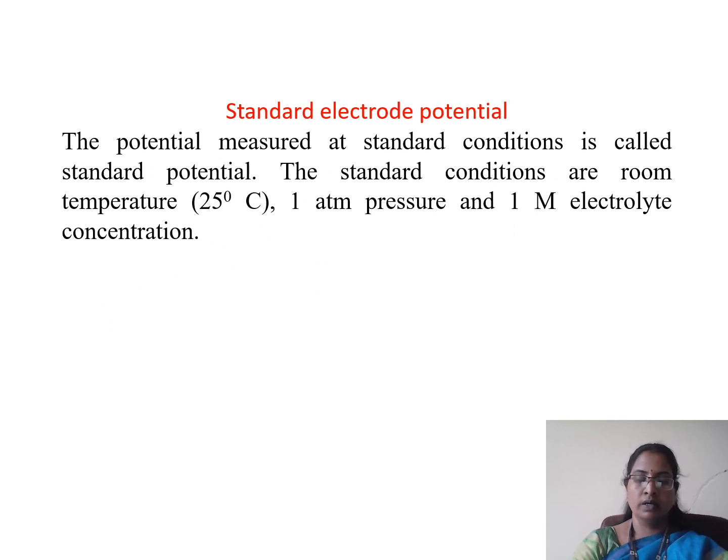Standard electrode potential may be represented by E0. The potential measured at standard conditions is called standard electrode potential. Standard conditions are a temperature of 25 degrees centigrade or 298 Kelvin, 1 atmospheric pressure, and unimolar concentration of an electrolyte.